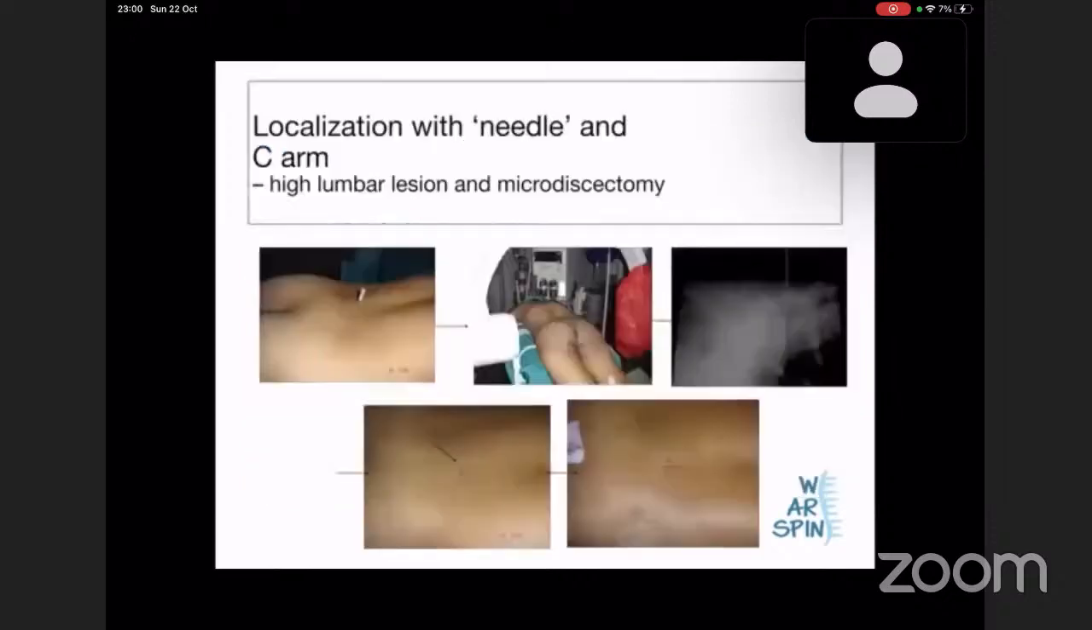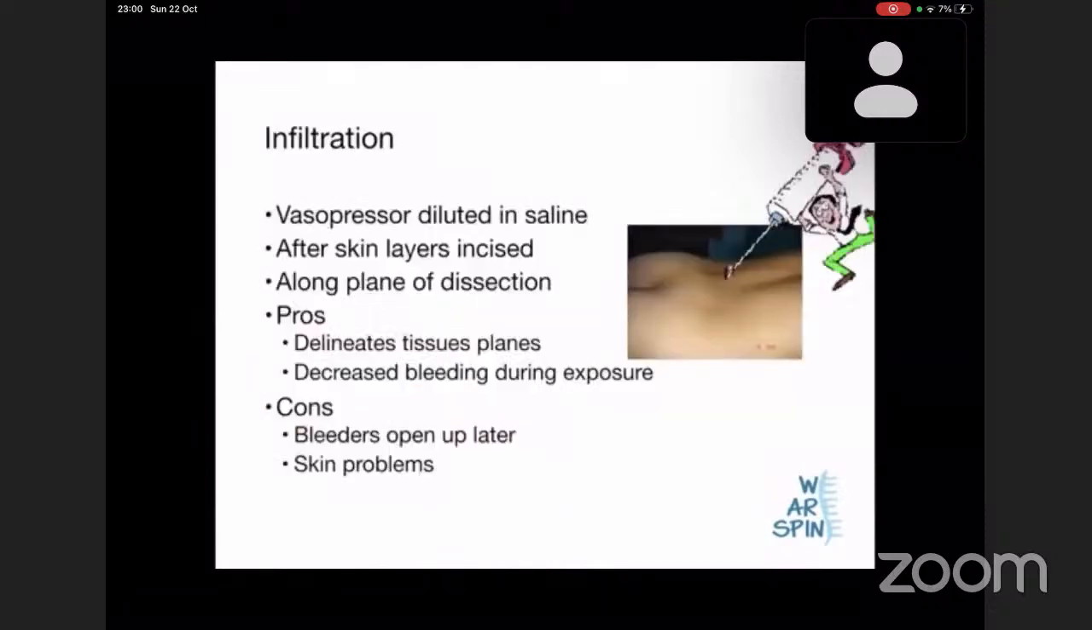Once you have positioned the patient, you mark the area which you want to decompress with the help of a needle. Confirm this under a C-arm. Some people prefer to infiltrate with some vasopressor diluted in saline, and it can be done pre-surgery. Some people infiltrate post-surgery, before closure, in order to give good analgesia.